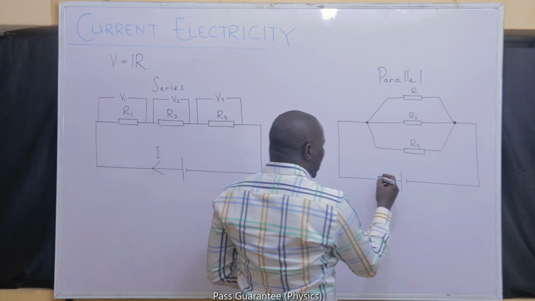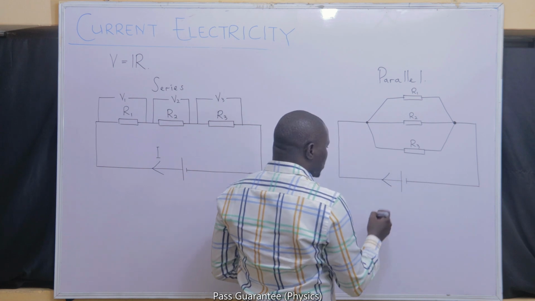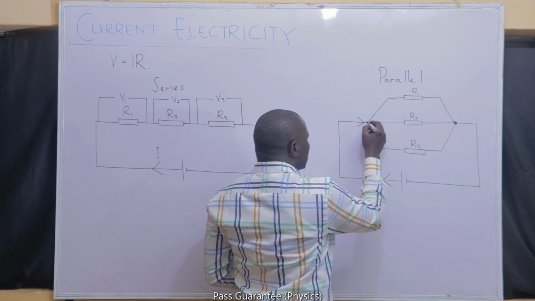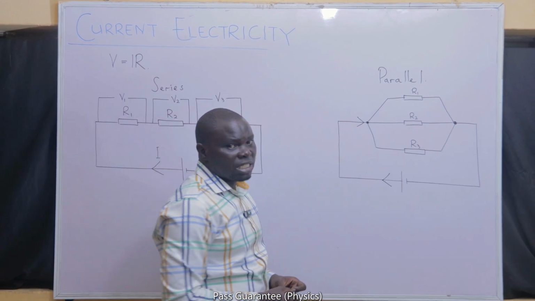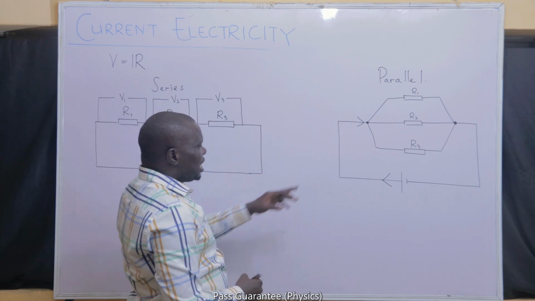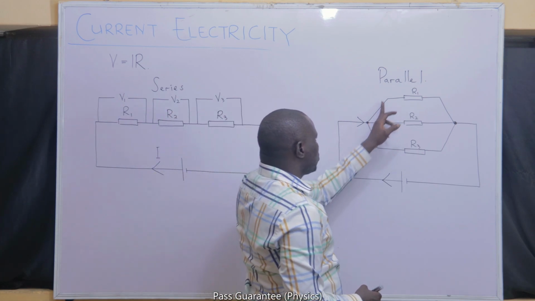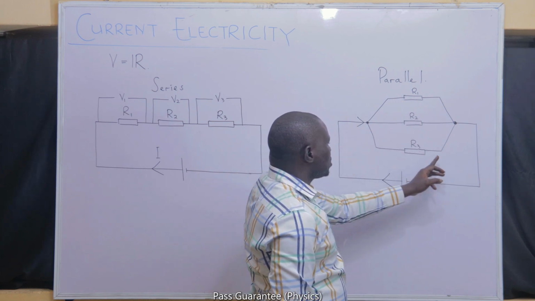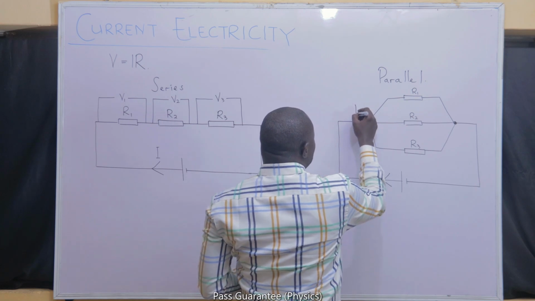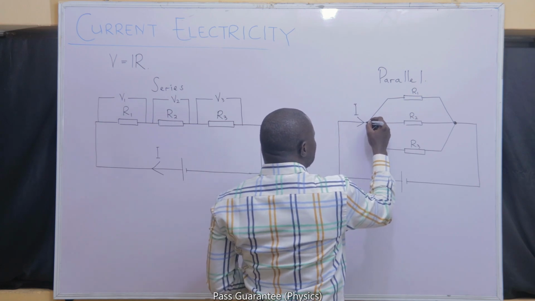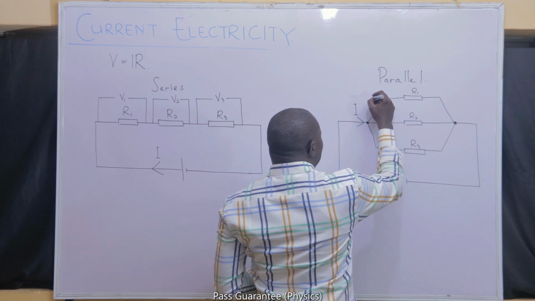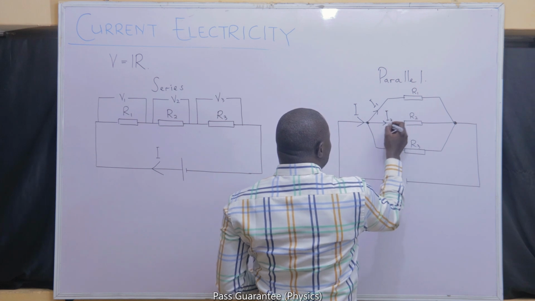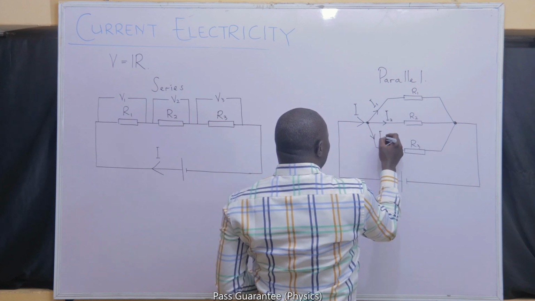Here in parallel, when the current comes out of the cell, we expect the current to continue with its direction, but until it gets to this point, now we don't have just a single path as we had here. The path at that point seems to be dividing itself into three. There's a path that goes through R1, there's another path that goes through R2, there's a third path that goes through R3. So what will happen is that the current, when it gets to this junction, will divide itself into three. There's an I1 value that will pass through R1, there's an I2 value that will pass through R2, and there's an I3 value that will pass through R3.